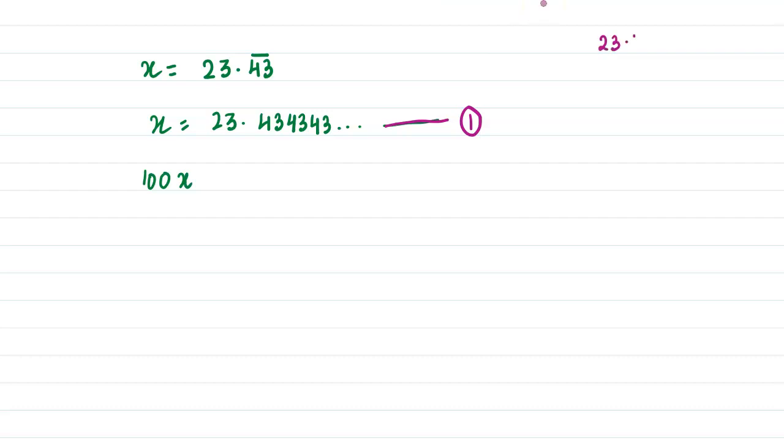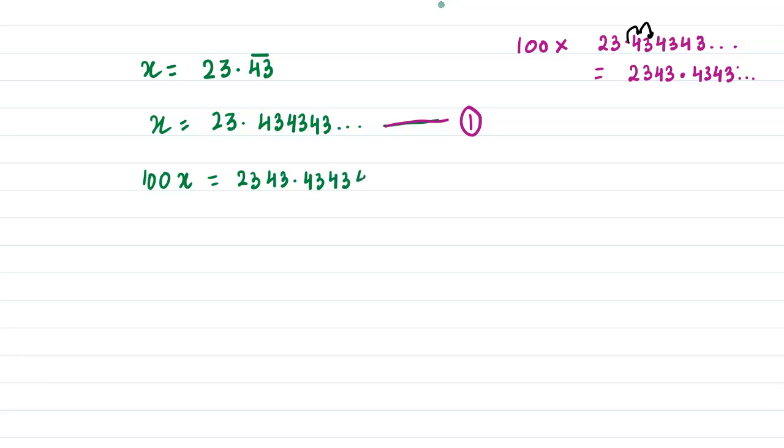See, 23.434343 and endlessly repeating, 100 times this. So you will see that the decimal point will move by 2 places. So we are going to get 2343.43 and endlessly repeating. So I'm going to substitute it over here. So I get 2343.4343 endlessly repeating. So this way we'll name this as our second equation. Now the same way as we did in the first, we will subtract equation 1 from equation 2.